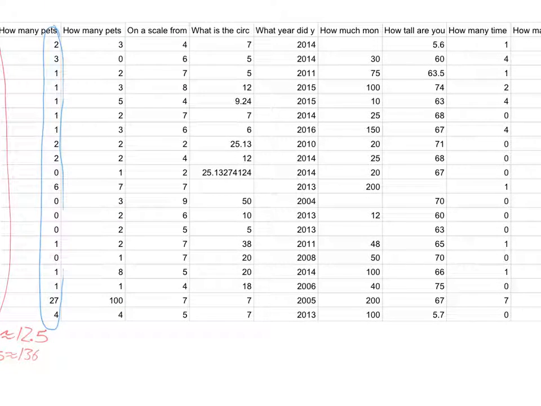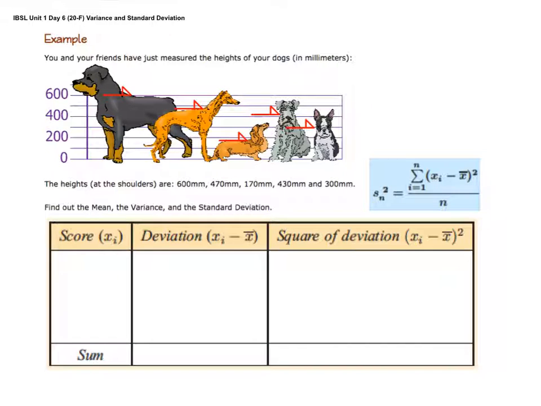Here's another one. What year did you enter at North Broward? There's not a large spread of data there, so you're going to get a much smaller standard deviation. We'll look more at that data and do some more things with data in the future, but I think that's good for the moment.